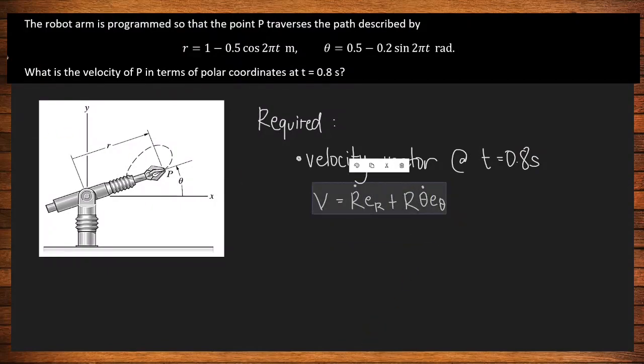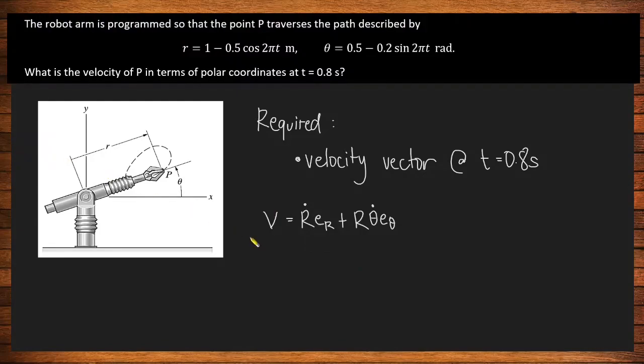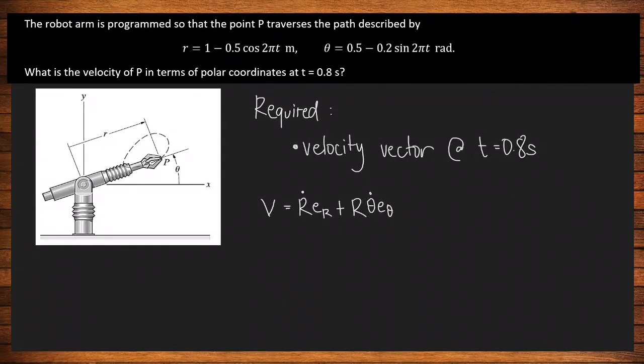Now from the formula of our velocity vector in terms of polar coordinates, we first need to determine these values. So we need the first derivative of r, and then yung r, and also the first derivative of theta, again with respect to time, at t equal to 0.8 seconds. So galing dun sa binigay sa problem, yung first derivative ng r natin with respect to time, that will be equal to pi times sine of 2 pi t.